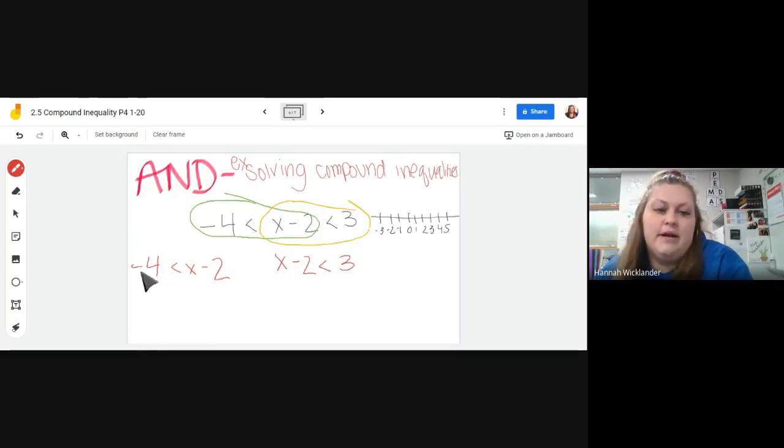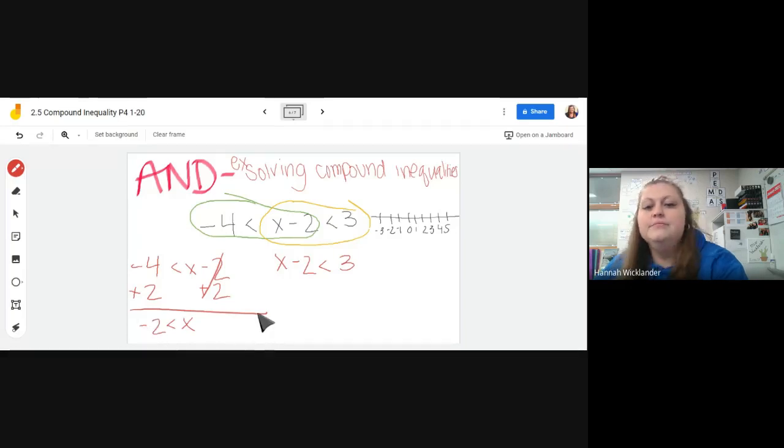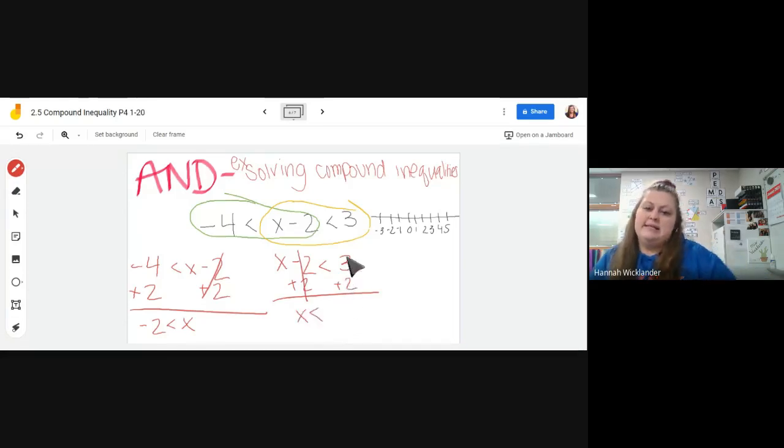So I'm going to start with this one. I have -4 is less than x minus 2. I'm going to solve by adding 2 to both sides. And they will cancel, and I'm left with x. And then -4 plus 2 gives me -2. Then I'm going to solve this one. Add 2 to both sides to get x by itself. These cancel, and I'm left with x is less than 3 plus 2, which is 5. So now I have my two inequalities, and I'm going to put them on the same number line.